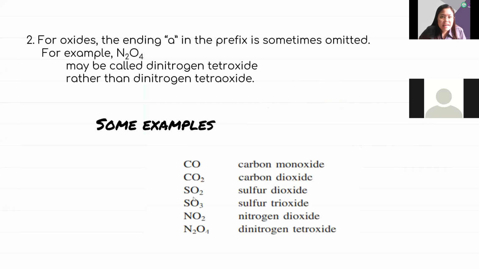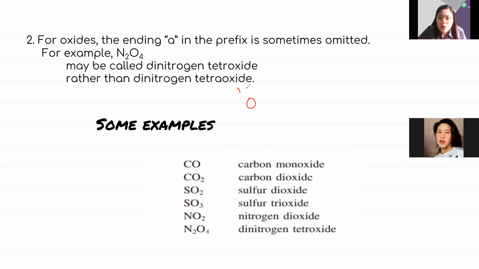That's the first guideline. And then the second guideline, for oxides, the ending A in the prefix is sometimes omitted. So I have also given this sa inyo ha, di ba? May instruction if the name of the element starts with a vowel like O, instead of penta, we'll just use pent. Okay? Or instead of tetra, we'll just use tetr. We can omit this one. Dili na ko siya masulat. Basta tet-r lang siya. And dili na nimo ibutang ang A.